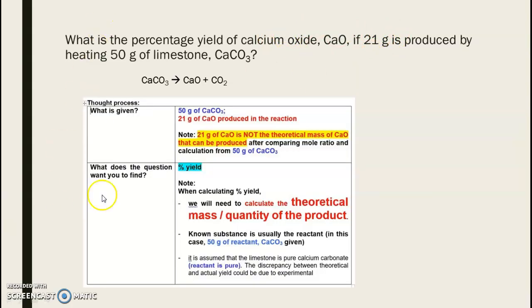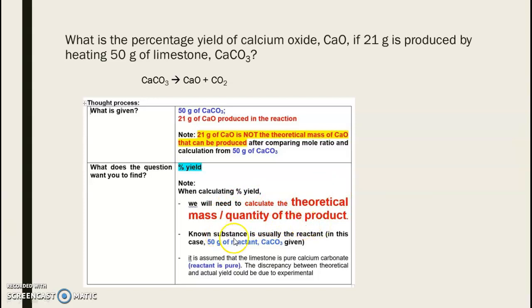Like what I've mentioned, there are two things given in this case. 21 gram is not the theoretical yield for sure. It is the one after I did my experiment, when the teacher measured this. Remember, the question will always give you only the actual yield. The theoretical yield must be something that you have to calculate in the question. So when you are calculating your percentage yield, you need to calculate the theoretical mass or the quantity of the product that is produced.